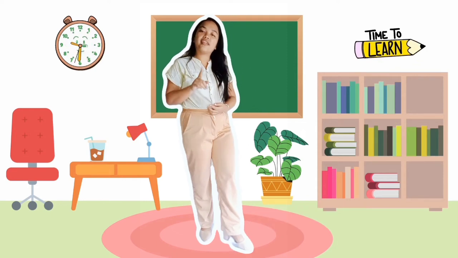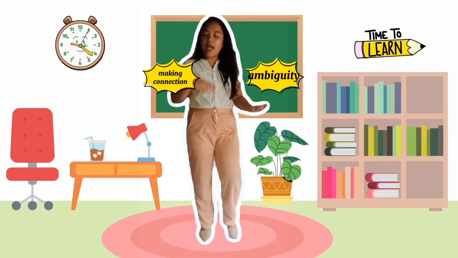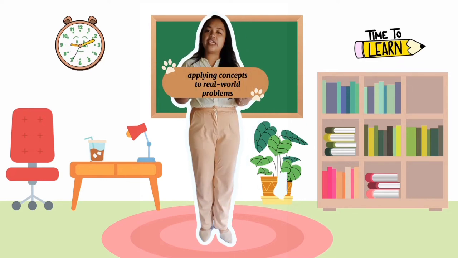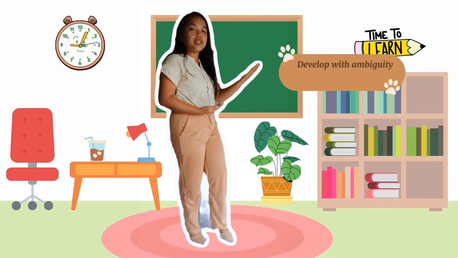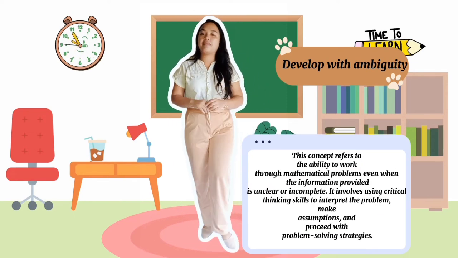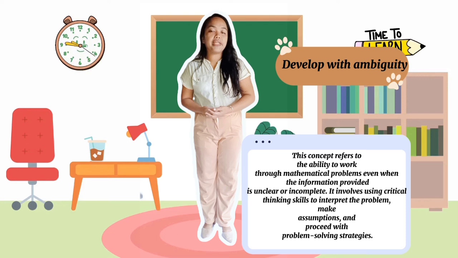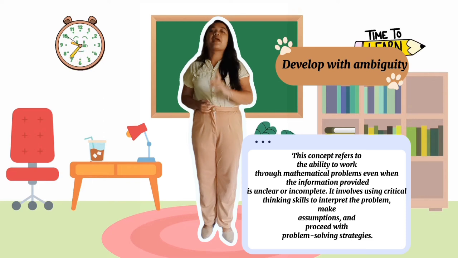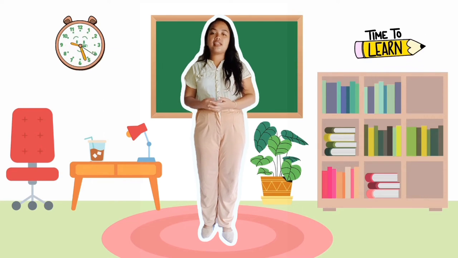Our topic for today is about developing mathematical skills with ambiguity, making connections, and applying appropriate concepts to real-world problems. First, we have develop with ambiguity. This means being able to figure out math problems even if the information is unclear or not complete. It's about using your brain to understand the problem, make guesses, and find solutions even when things aren't clear.